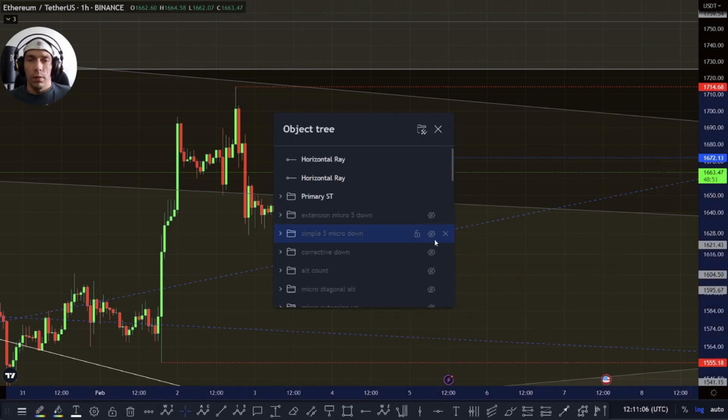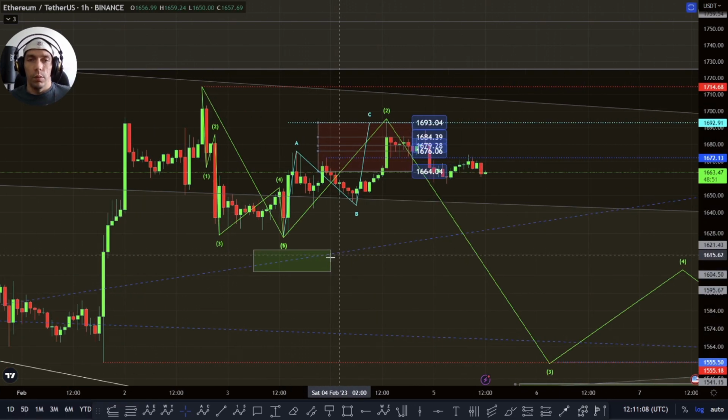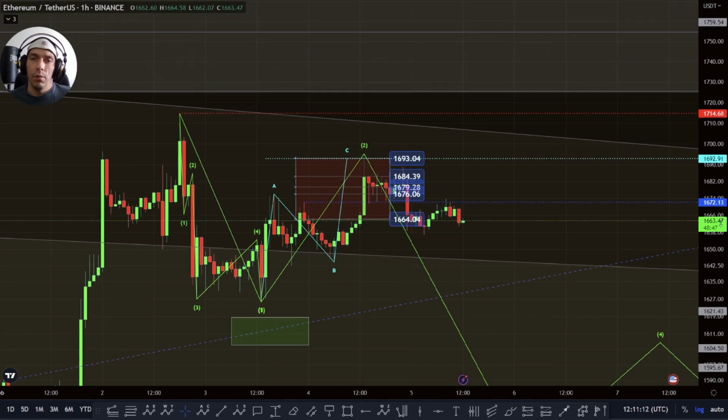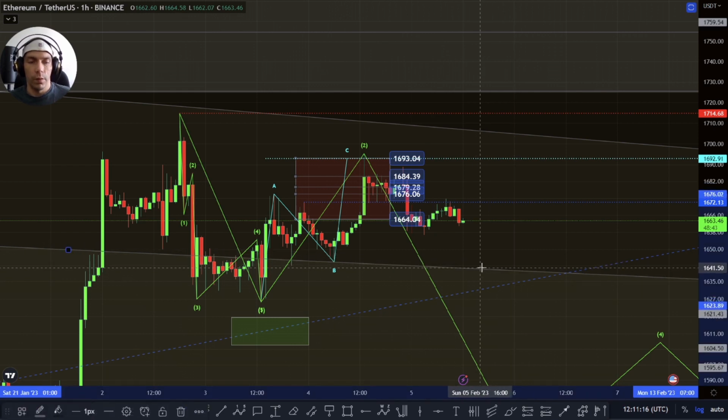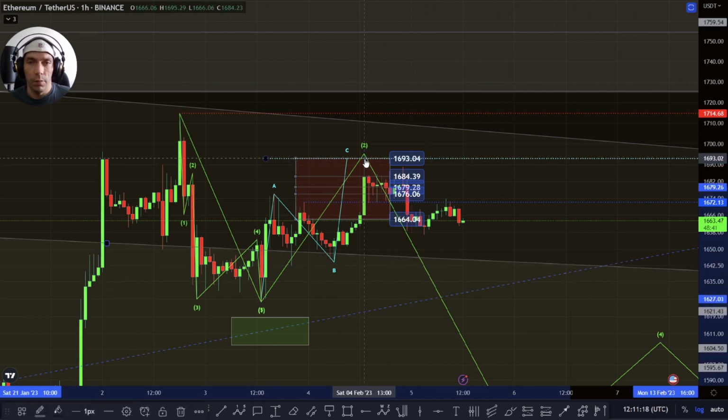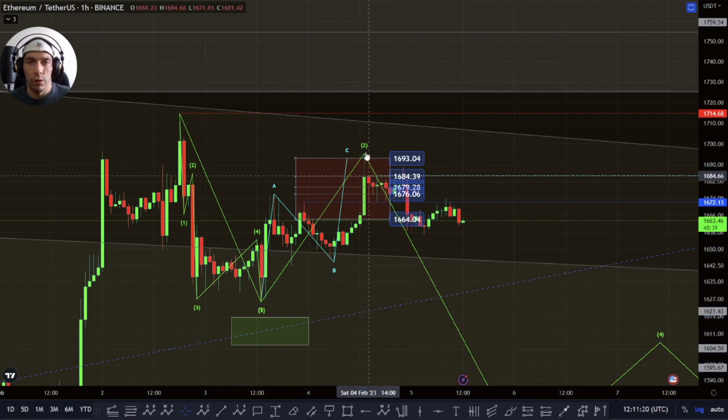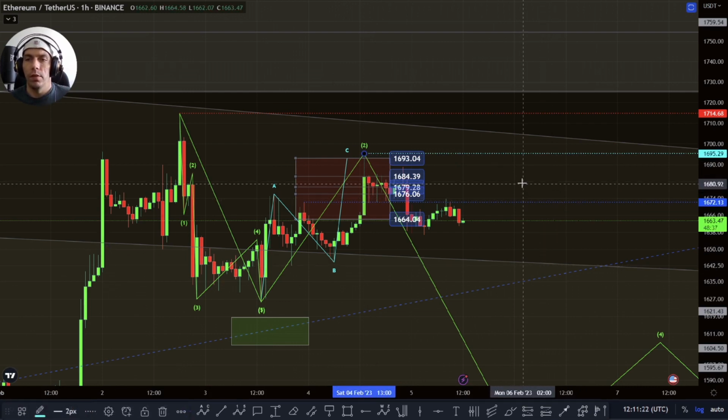The alternative that we were looking at is that we could have a simple impulse. We were looking at this as 1, 2, 3, 4, and 5 into this point here. And then we could actually look at this as an ABC to the upside for wave 2. So we can see we've come up just a little bit higher here than this 1-to-1 was. So that would be the 1695.